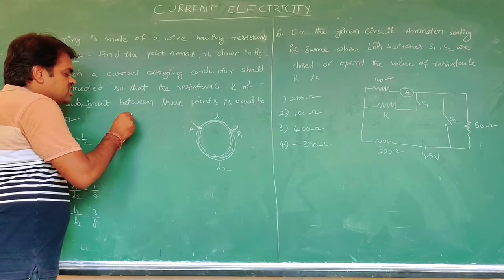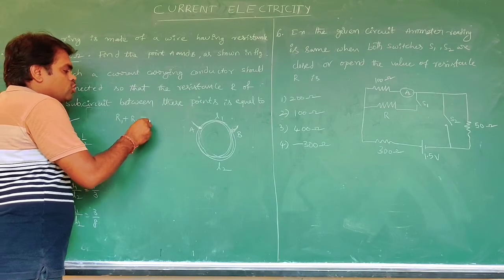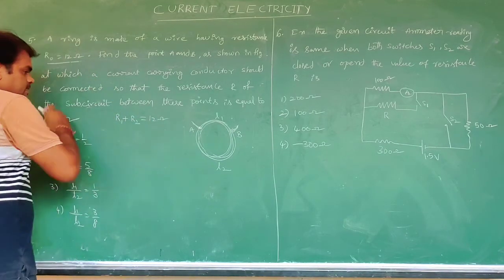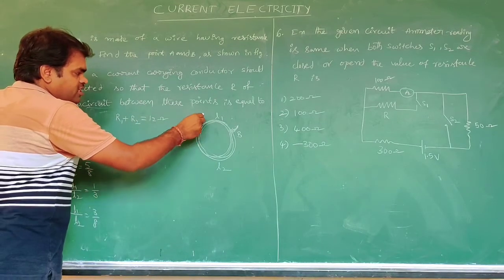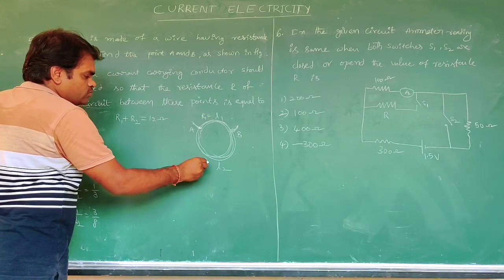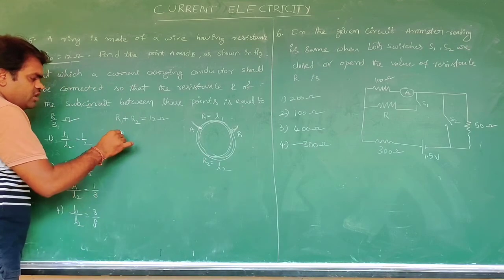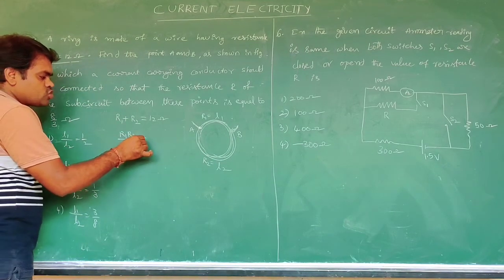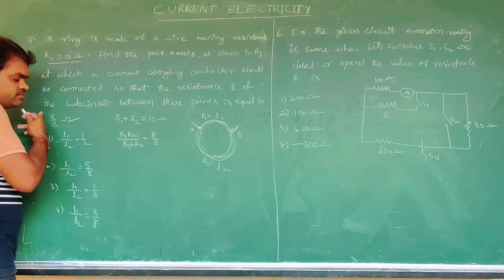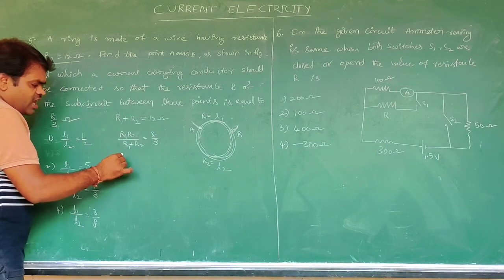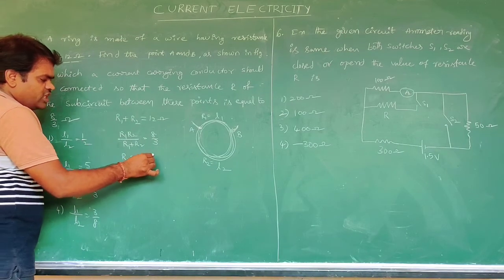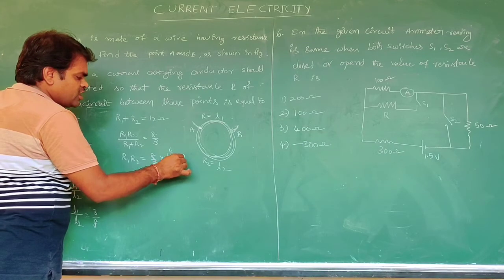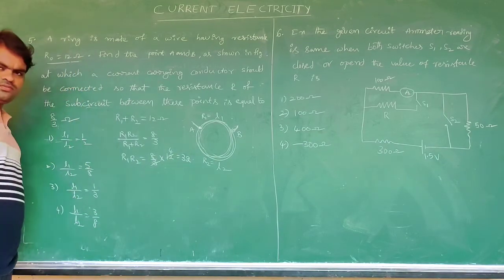Now, total resistance of a wire R1 plus R2 is equal to 12 ohms. That must be equal to R0. But these two are in parallel. This is R1, this is R2. In parallel combination, R1 R2 by R1 plus R2 must be equal to 8 by 3, they given. Now here, R1 R2 value is 8 by 3 into 12, which is 4, that is equal to 32.